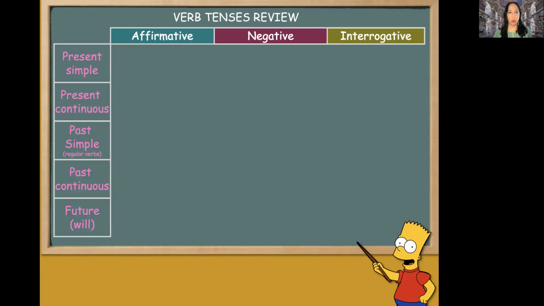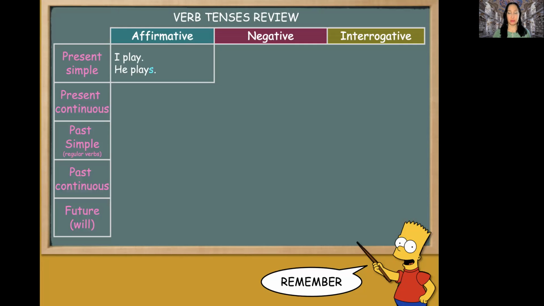Okay, so what's the affirmative present simple? Do you remember? Okay, so we're going to use the verb to play. Okay, I play, he plays. Are you repeating after me? Good job.